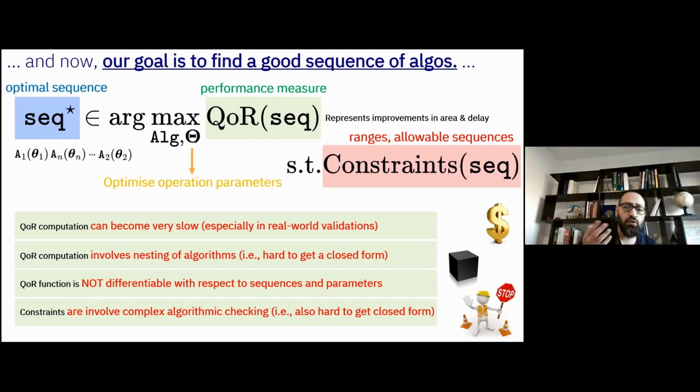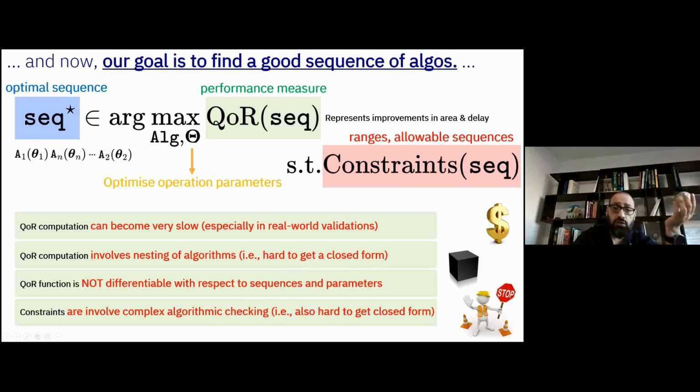So now it's very hard to do two things. One, to write a closed form equation of what's going on there, because this involves C++ nestings. And two, it's very hard to differentiate, because even if you were able to, we are working in a combinatorial space. So there are no derivatives here that are nice to deal with. And of course, the constraints involve complex algorithmic checkings, and they are also hard to get in a closed form. So this example, which is an important example in manufacturing chips, this logic synthesis, as I mentioned, is a black box problem because of the nesting of these algorithms and the lack of nice differentiability properties.